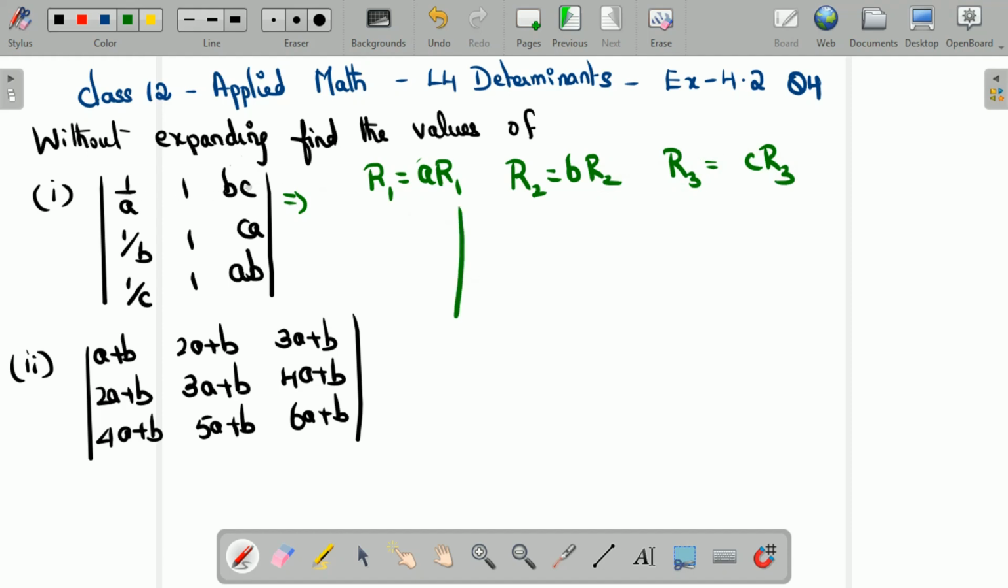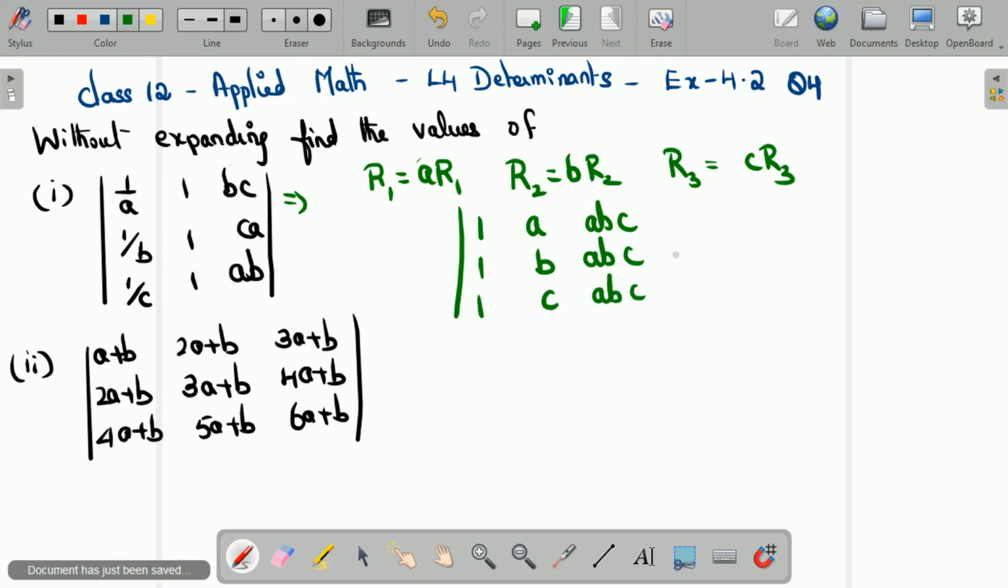So first row I'm multiplying by A, meaning 1A and ABC. The second row I'm multiplying by B. So this will become 1B and again an ABC. The third row is going to be multiplied by C. So 1C and another ABC comes in.